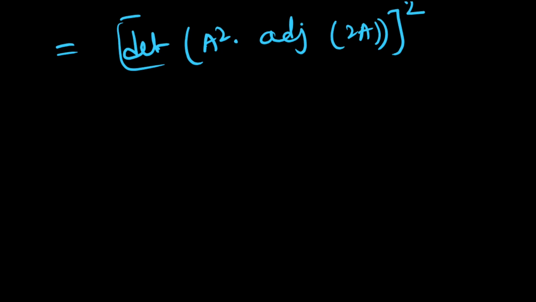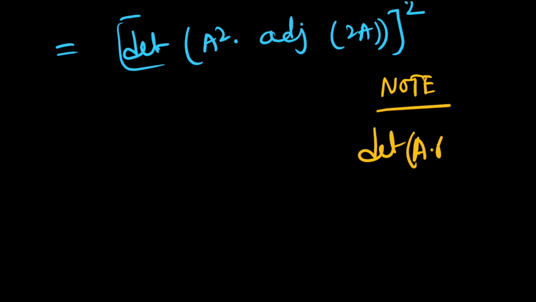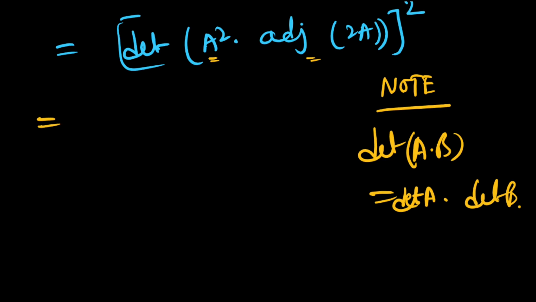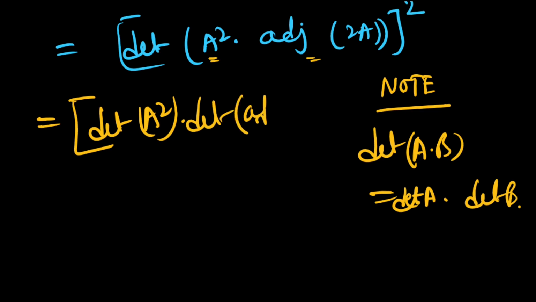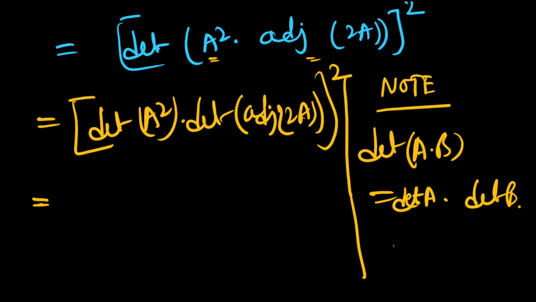One more formula is used here, which we can write as a note: the determinant of the product of two matrices A and B is the determinant of A multiplied by the determinant of B. So that is the determinant of this matrix times the determinant of that matrix. We can write it as the determinant of A square into the determinant of adjoint of 2A, and its power is 2. The determinant of A square is equal to the determinant of A whole square, because the determinant value of A is given.